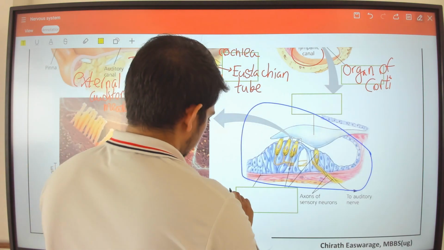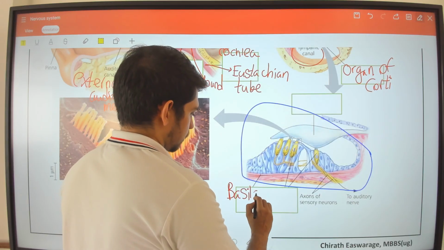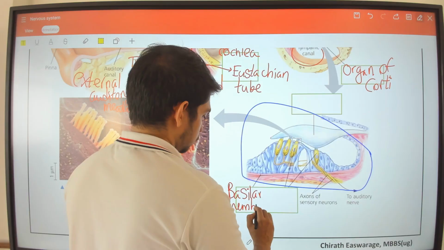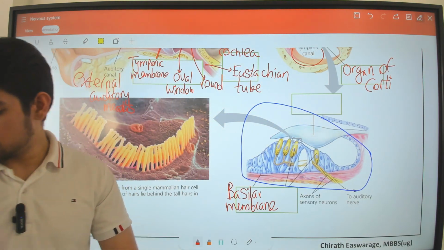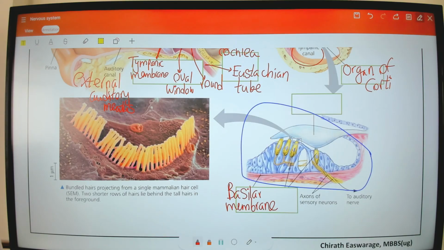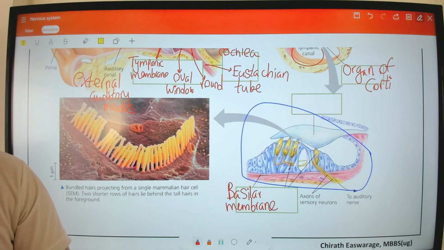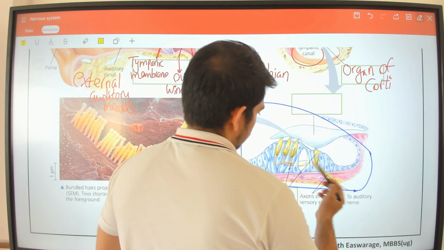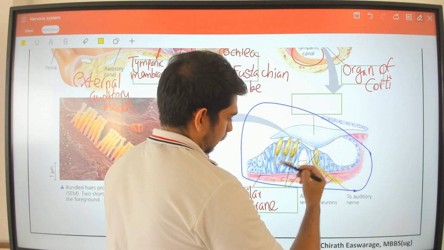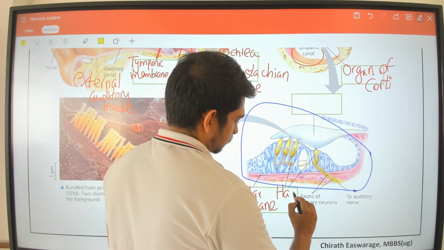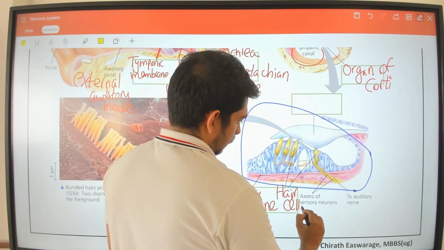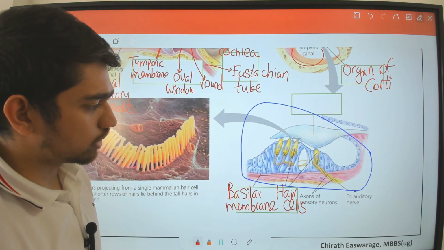Basilar membrane, right? It's easy to remember. Base, okay? Basilar membrane. Then what else do you need to label? So, all these yellow color ones are what? They are your hair cells. They are the hair cells that are sensitive. I'll explain the actual hearing mechanism. Those are the auditory hair cells.